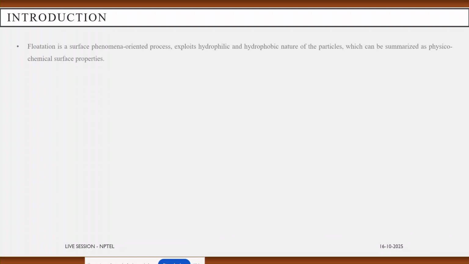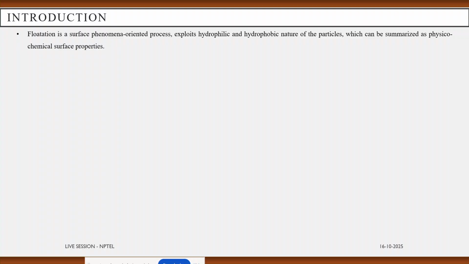So let's start. As I already discussed, flotation process is a surface phenomena oriented process which exploits the hydrophilic and hydrophobic nature of the particle. So these two varieties are there. Based upon that, the flotation separation efficiency depends, and can be summarized as, the physiochemical surface property of the particles.